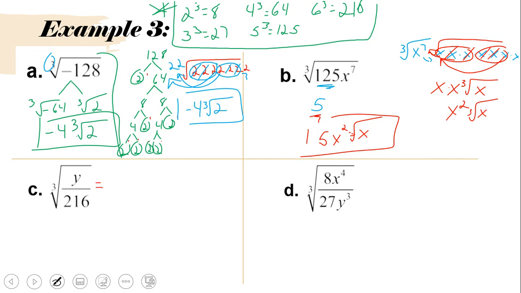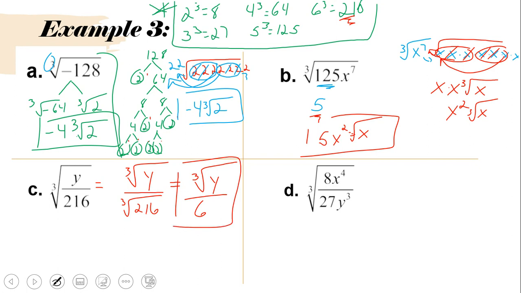Let's go here. Here, we've got to break it up into the fractions. So we have cube root of y over cube root of 216. Well, cube root of y is just going to stay cube root of y. Cube root of 216 is one of my perfect cubes, it's just 6. So I end up with just cube root of y over 6.